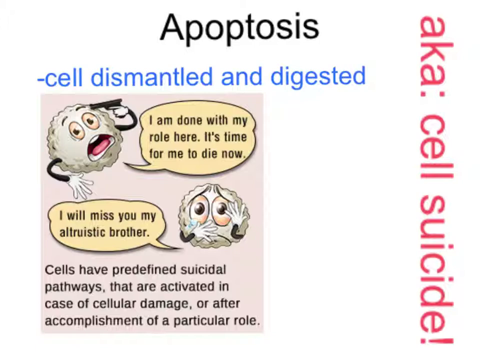The bottom, it says, "Cells have predefined suicidal pathways that are activated in case of cellular damage, like I said before, or after accomplishment of a particular role." So that kind of sums up apoptosis.